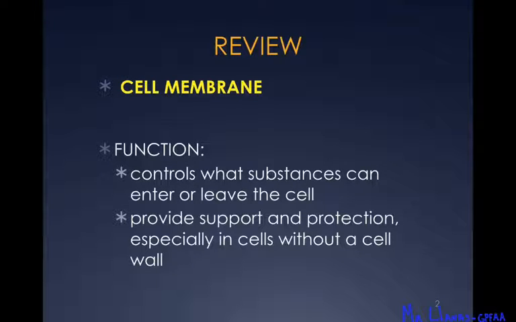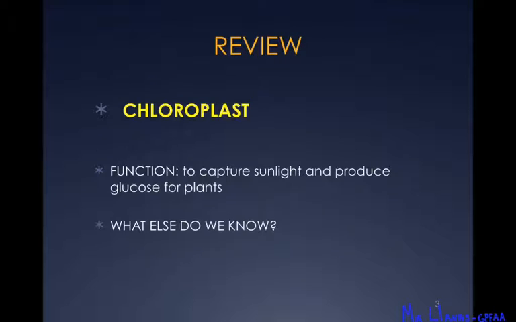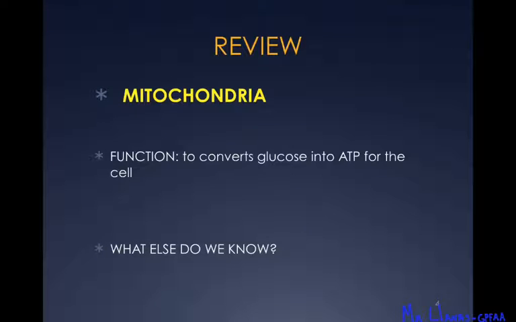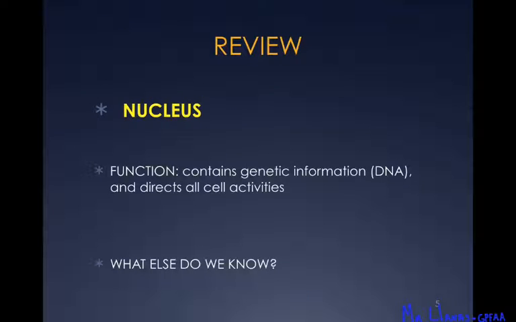Okay, the cell membrane, remember, controls what goes in and out of our cells. The chloroplast is responsible for what we're going to talk about today, capturing sunlight and producing glucose in plants. Mitochondria is going to convert that glucose that's made in photosynthesis into ATP, which is the energy that we're able to use. Okay, the nucleus controls everything in the cell.